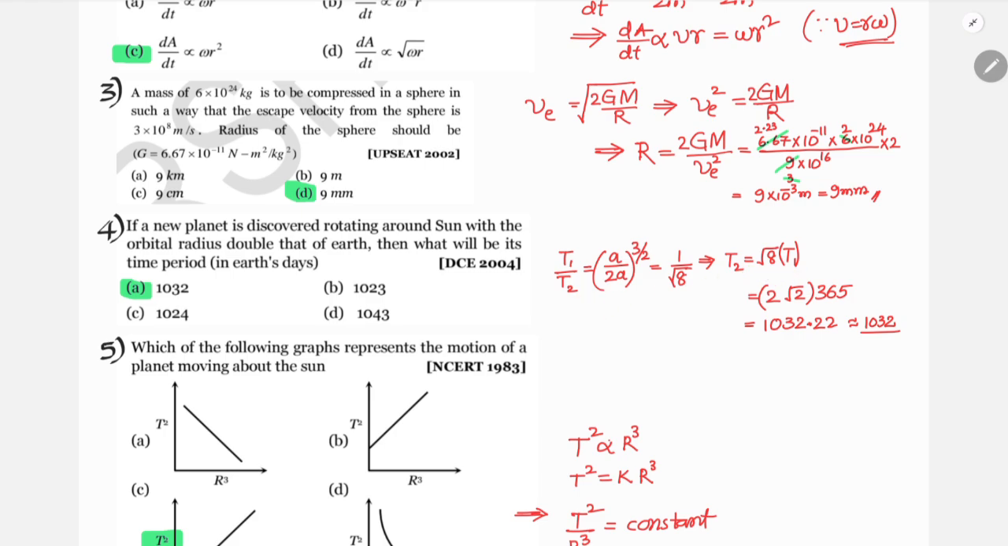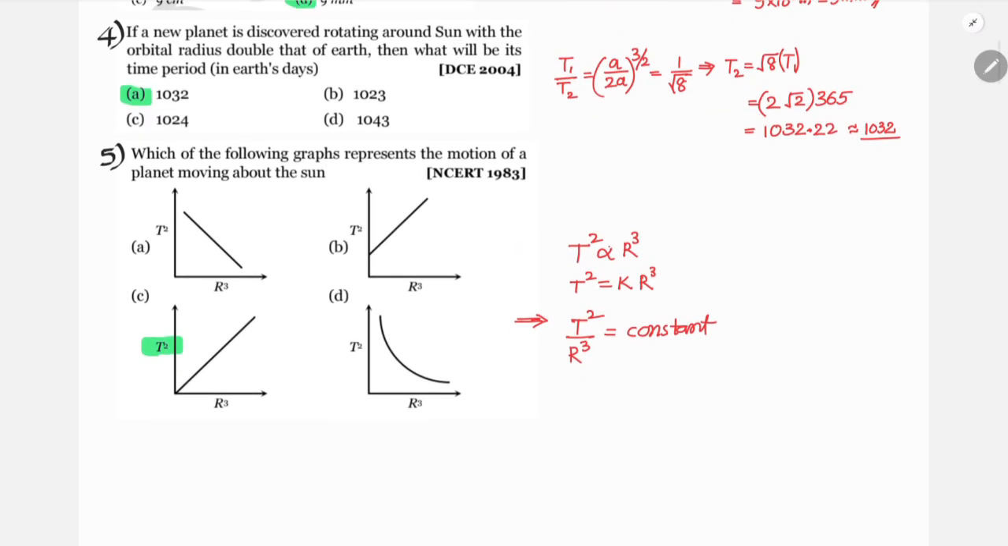Now root 8 is nothing but, you know that you can write like 4 into 2. Now 2 root 2 is the value. Now 2 root 2 into 365 days. If you multiply, you will get 1032 days. Roughly, that is the rough value.